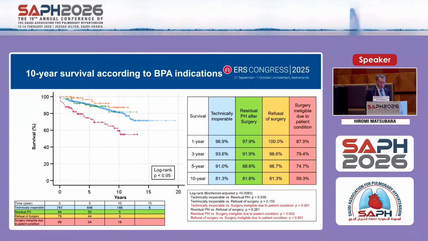As for the reason for BPA, as you can see, only the patients who were surgery-ineligible due to their condition, like too old or too frail, show the worse survival. Whereas for the other reasons, technically inoperable, residual PH after surgery, or refusal of surgery, which means operable cases, the orange line shows operable cases where patients refused surgery. So we had to treat them with BPA, but they still show good survival.